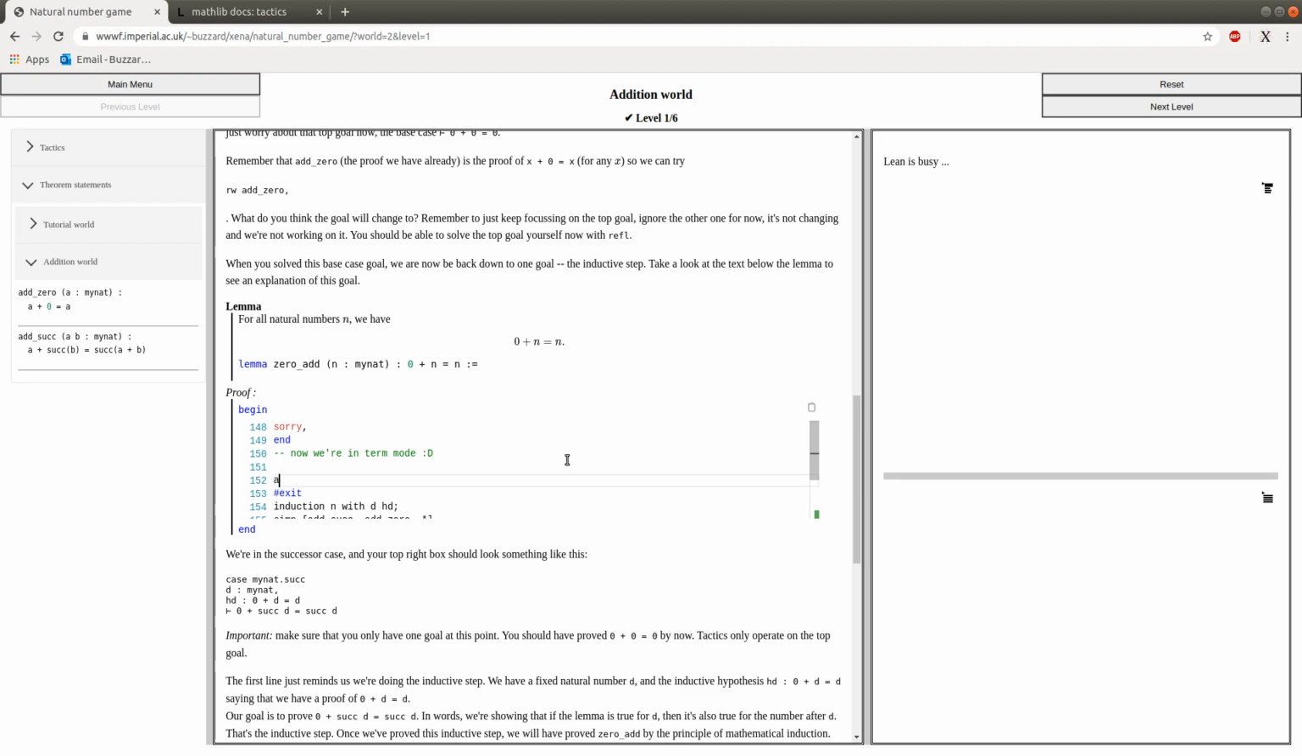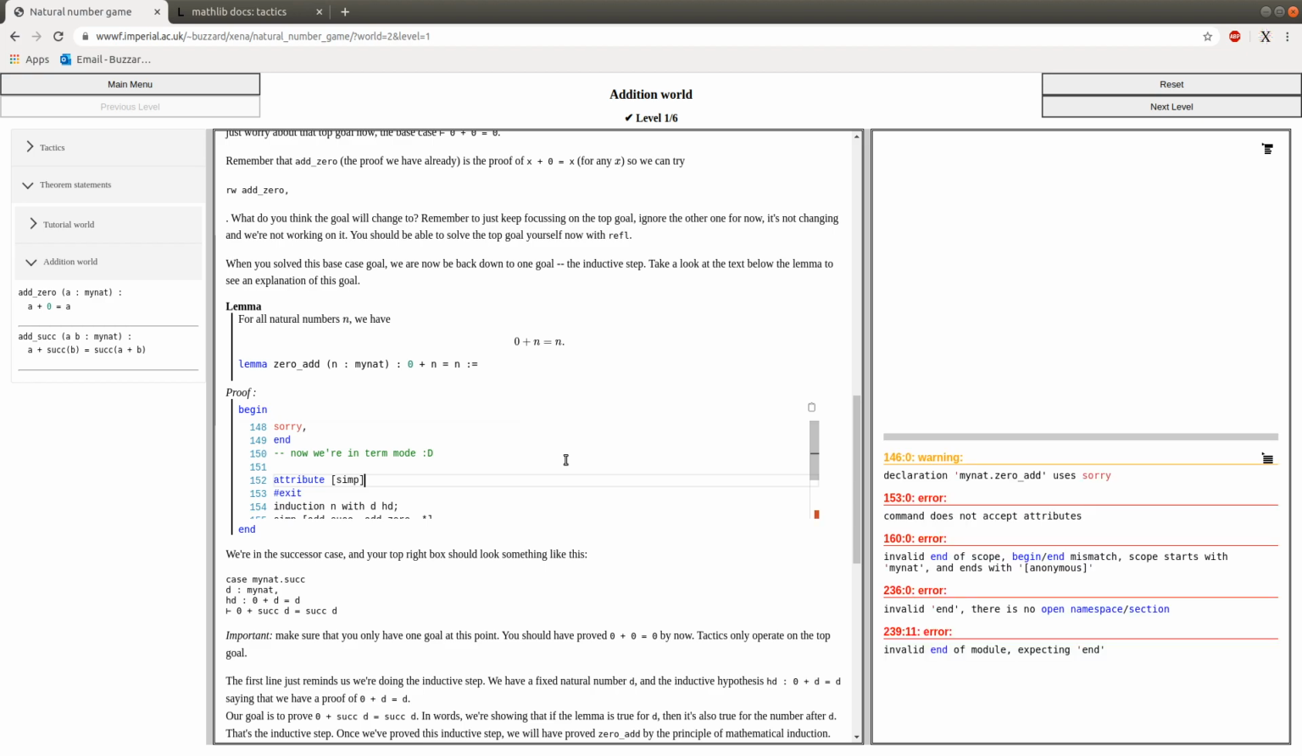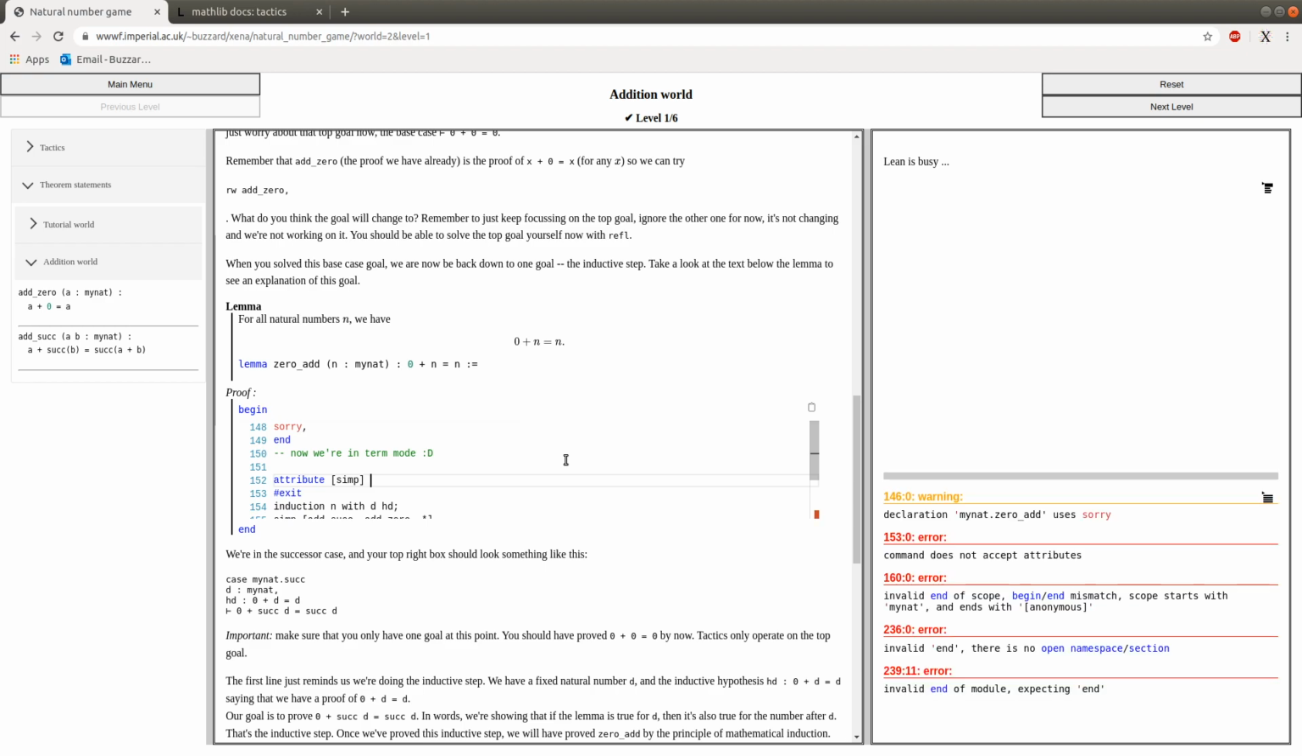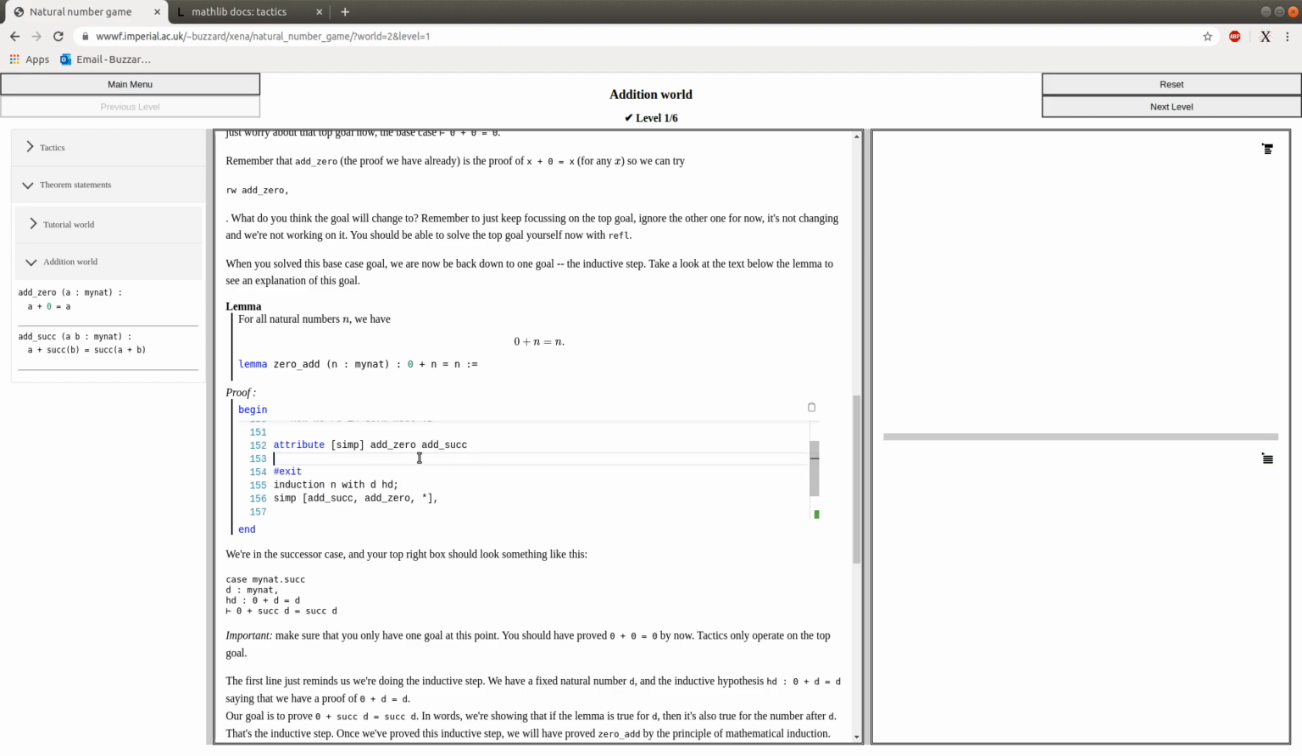We can do attribute simp. What am I attributing simp? Oh, add 0 and add suck. There. So now they have been tagged with the simp attribute, and now we can go back into tactic mode. What are we trying to prove? We're trying to prove this.